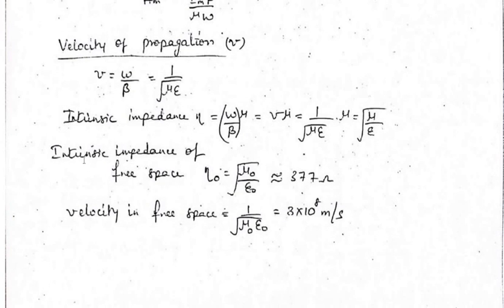If we take the intrinsic impedance of free space, in place of mu and epsilon we can write mu naught and epsilon naught, put in the values of these two constants and simplify. So we get approximately 377 ohms. Similarly, the velocity in free space. You have seen the equation for velocity of propagation, 1 by the square root of mu into epsilon. If you take free space, mu and epsilon can be replaced with mu naught and epsilon naught, and substituting these constants you get the value 3 into 10 raised to 8 meters per second.